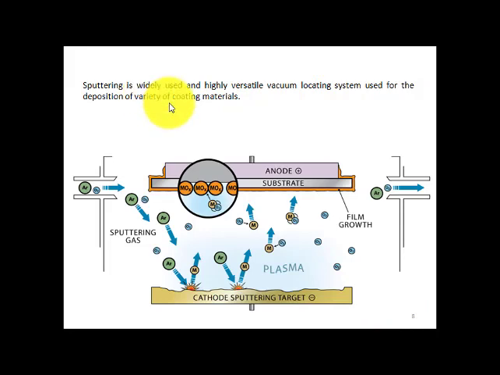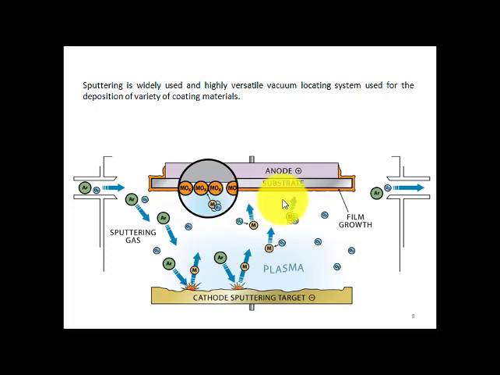Sputtering is a widely used and highly versatile vacuum coating system used for the deposition of a variety of coating materials. In this figure, here is an example where we are using argon gas as a sputtering gas, and in addition we are using oxygen. So it is an example of reactive sputtering. We will discuss reactive sputtering in detail later. Here we can see the sputtering gas strikes the cathode sputtering target. The metal atoms coming from the cathode sputtering target react with the oxygen, and metal oxide is formed, which is deposited on the surface of the substrate. So this is an example of reactive sputtering.